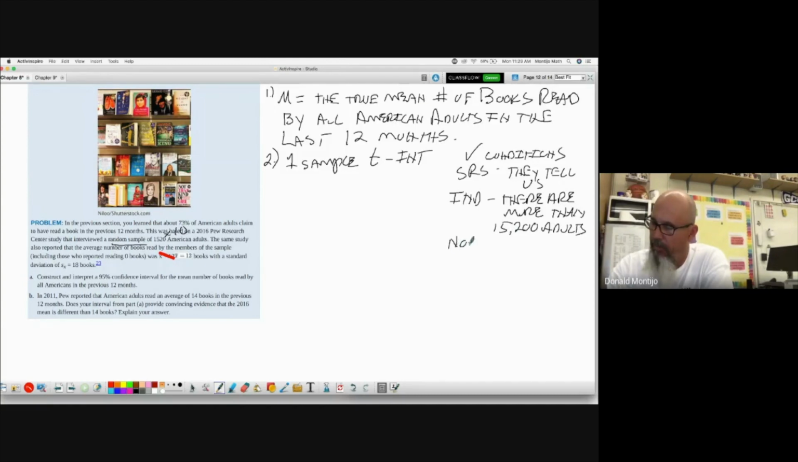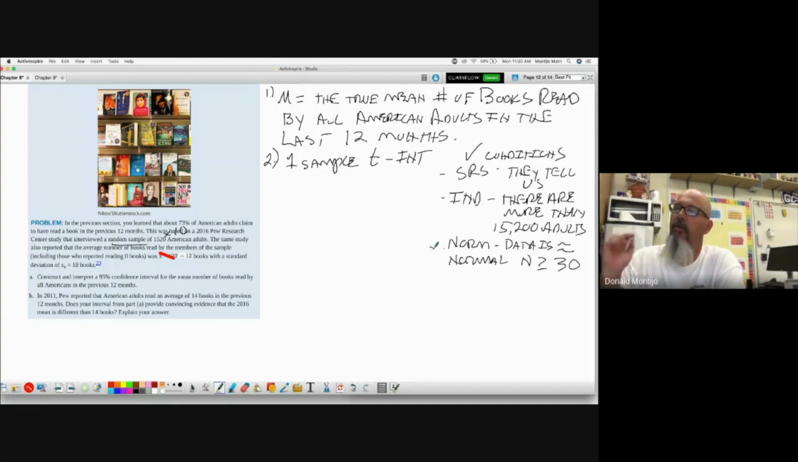Normality. Absolutely. Data is approximately normal because n is greater than or equal to 30. Yeah, in this case, n was 1,520, far greater than 30. So therefore, by the central limit theorem, the data is approximately normal. So what are we going to do? We're going to try to estimate the true mean number of books all American adults have read in the last year. Are we allowed to do it? SRS, yep. Independence, yeah. Normality, yep. Yep. We're good. Whew. Now let's do it.